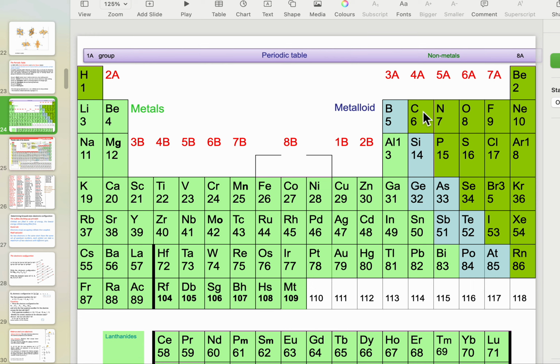Whereas when we come here, this dark green group, carbon, nitrogen, oxygen, fluorine, they are not metals at all. In between, boron, silicon and the rest are in blue. These are metalloids, so they possess properties of both metals and non-metals.